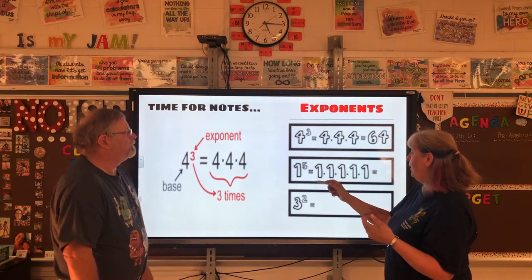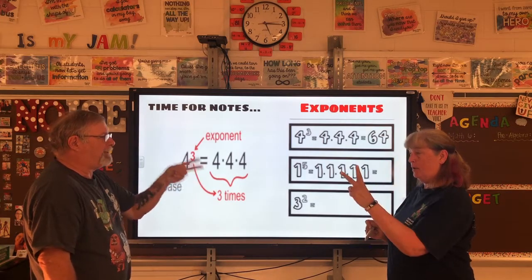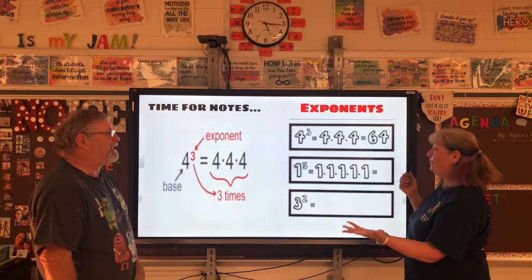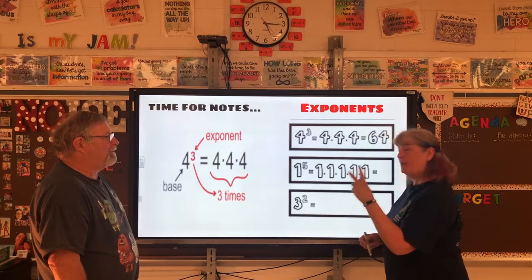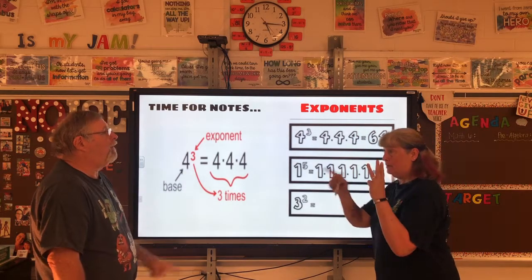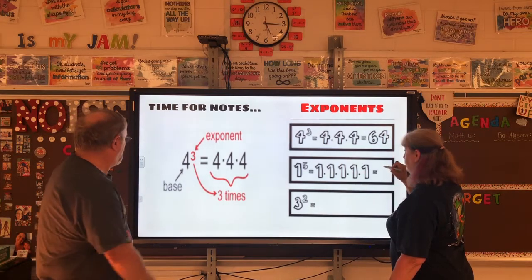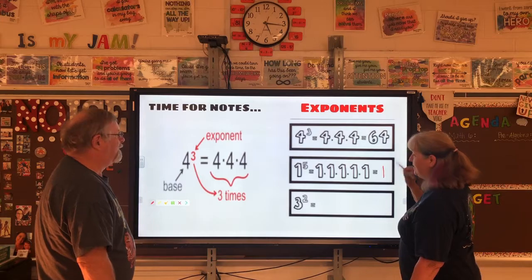Here's kind of a silly one, 1 to the 5th power. That means 1 times 1 times 1 times 1 times 1, five times. But 1's kind of weird, because 1 times 1 is 1, times 1 is 1, times 1 is 1, times 1 is 1. So the answer is 1. That's not too big.